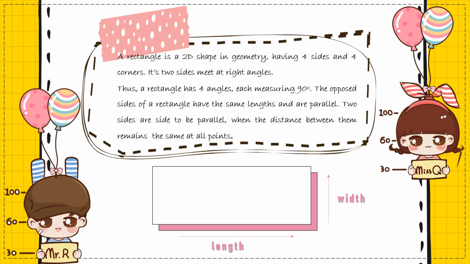Its 2 sides meet at right angles. Thus, a rectangle has 4 angles, each measuring 90 degrees. The opposite sides of a rectangle have the same length and are parallel. 2 sides are said to be parallel when the distance between them remains the same at all points.